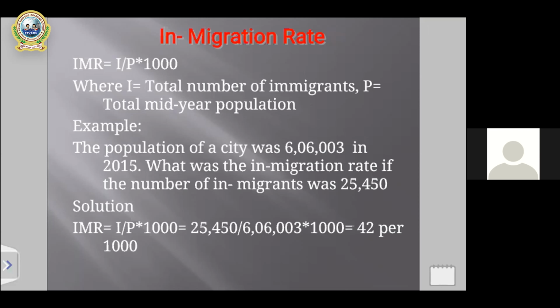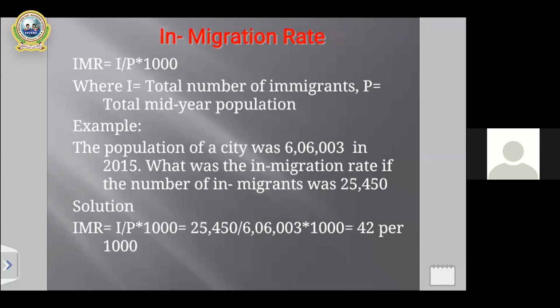And once again, I want to repeat, what does I mean? The incoming number of population. The total population is given in the question paper. We just have to insert the formula, and after inserting the formula, we put in the values, and then we do cross multiplication to calculate IMR.